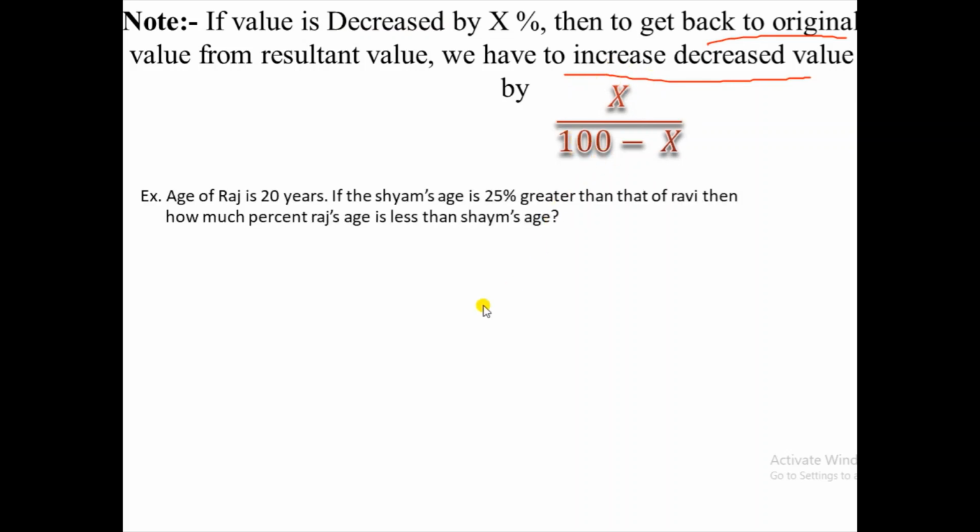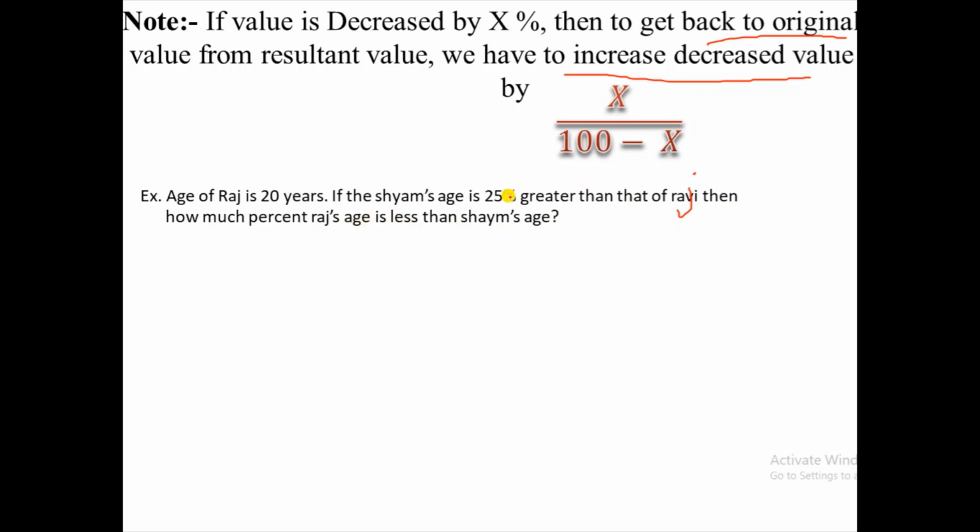In another way also we can take it. If first of all we decrease the original value by x%, and then we want to get back to the original value, then we will have to increase the decreased value by, we just have to change the sign, x by (100 minus x). So first we decrease by x, then to get back to the original value we have to increase it. So we will increase by x by (100 minus x).